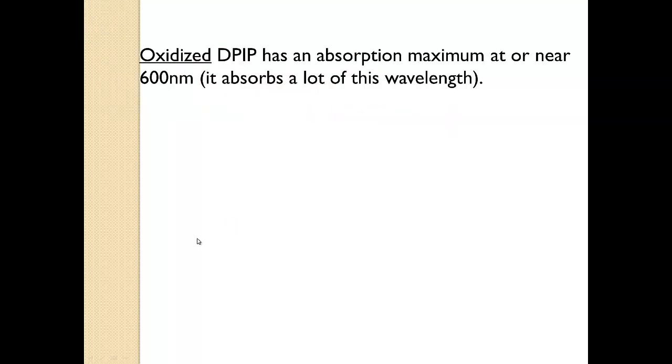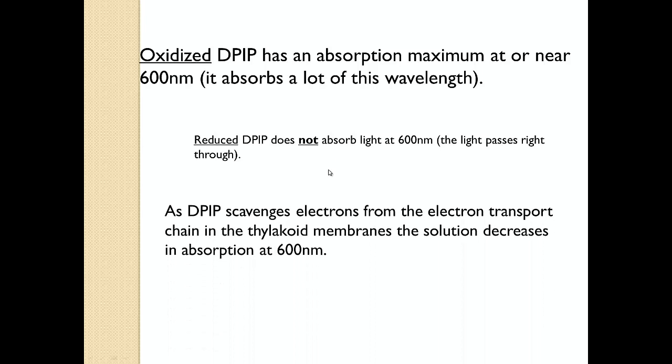So if you remember, oxidized DPIP has an absorption maximum at or near 600 nanometers. It's in the blue. So when it's oxidized, DPIP appears blue, and it's going to absorb a lot of that wavelength of light. When it's reduced, it does not absorb light at that wavelength. In other words, it turns colorless, and light will pass right through, which will change the amount of absorbance.